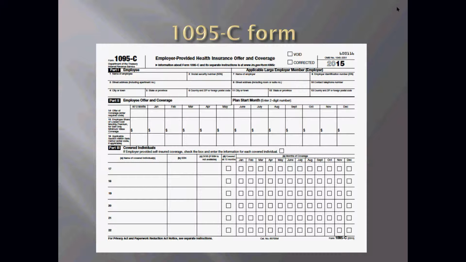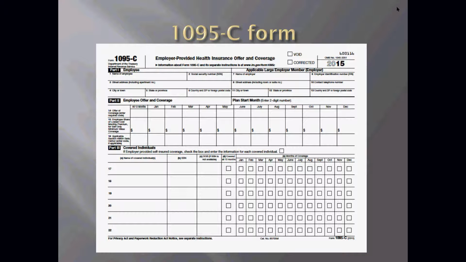Section 15, employee share of the lowest cost monthly premium. So what you're going to put in there is how much you're charging your employees per month for employee-only coverage. It does not matter if the employee has family coverage, spousal coverage, employee plus children. The only thing the IRS wants in here is the cost of the employee-only plan.